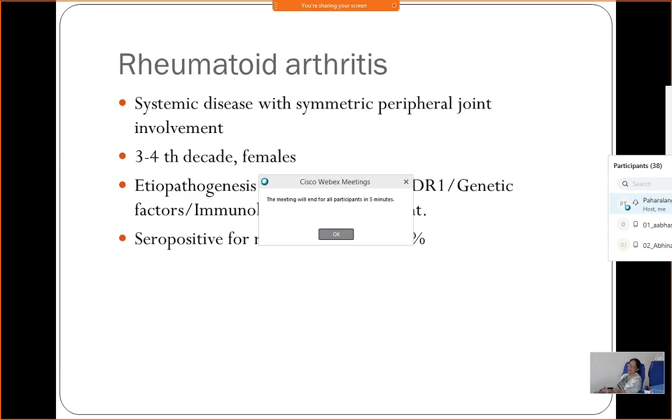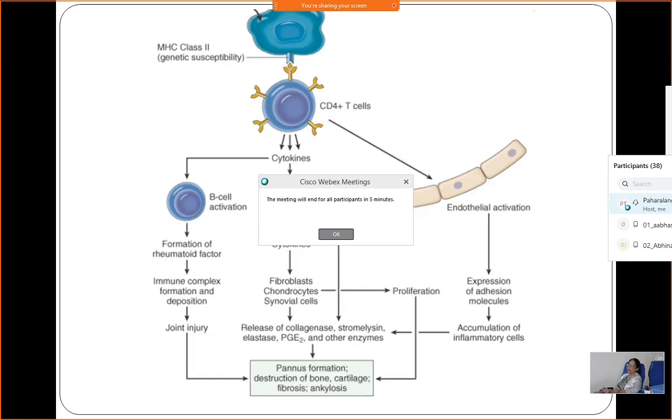And rarely it is considered that maybe there is some role for some chronic infections. Now this is the pathogenesis. You can see those people who are genetically susceptible, which means they have HLA-DR4 or HLA-DR1, will activate their T helper cells, which we call CD4 T helper cells.